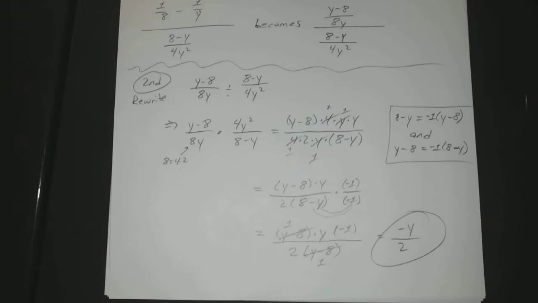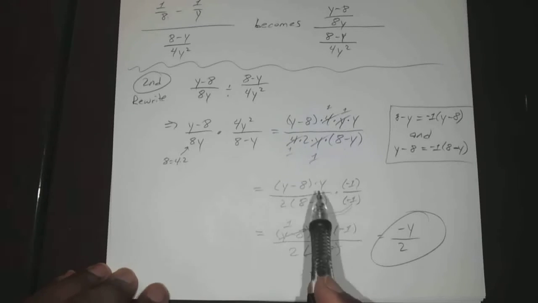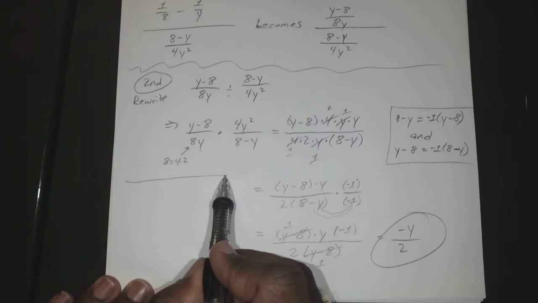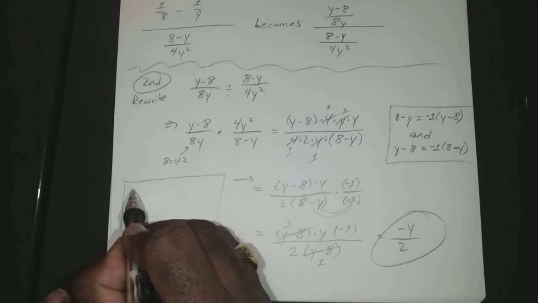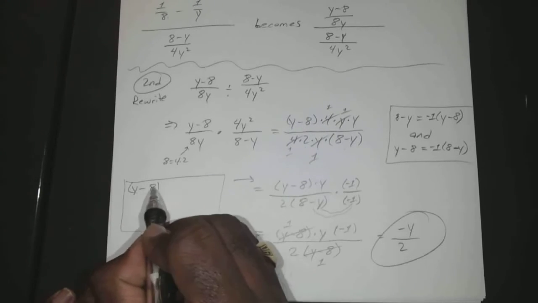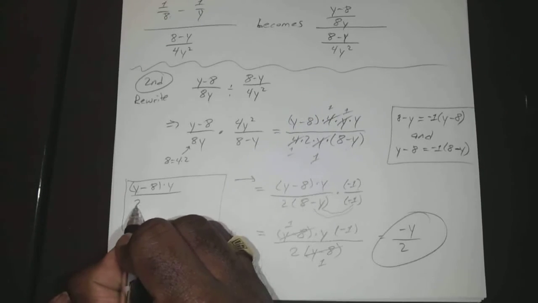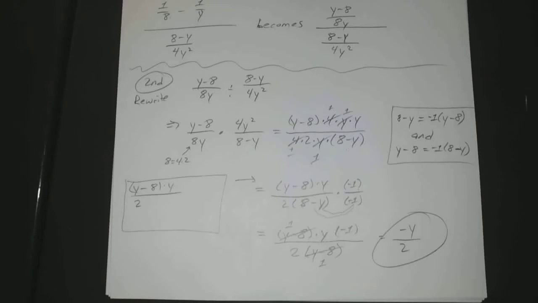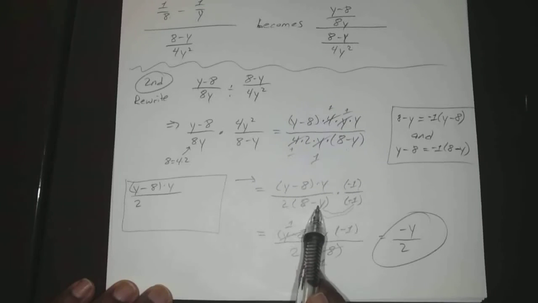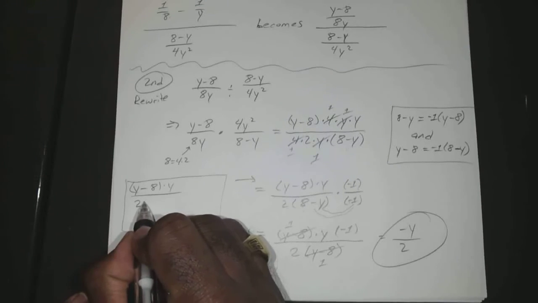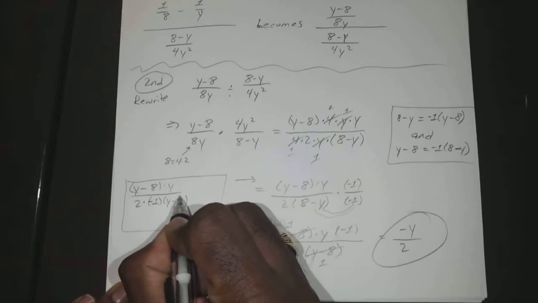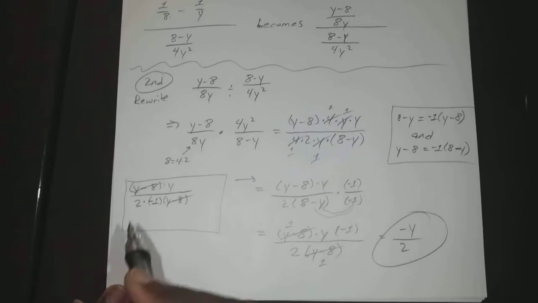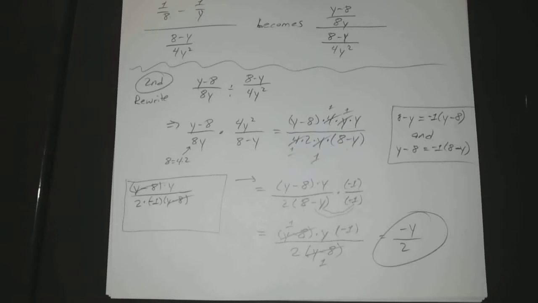Oh, no. If you factor out a negative 1, you could have done that also. So if you do it this way, it would have also worked. If you left it as y minus 8 times y over 2, and you factor a negative 1 out of both of those, you can make that negative 1 times y minus 8. And then they would have canceled out that way. So you would have y over negative 2, which is the same answer. Does that make sense?